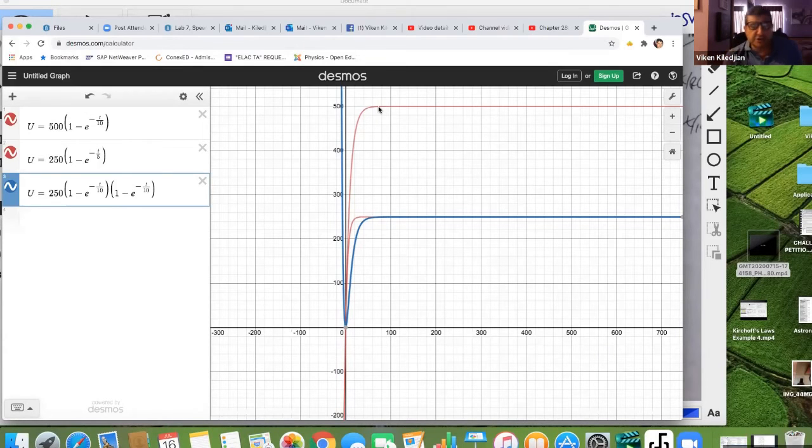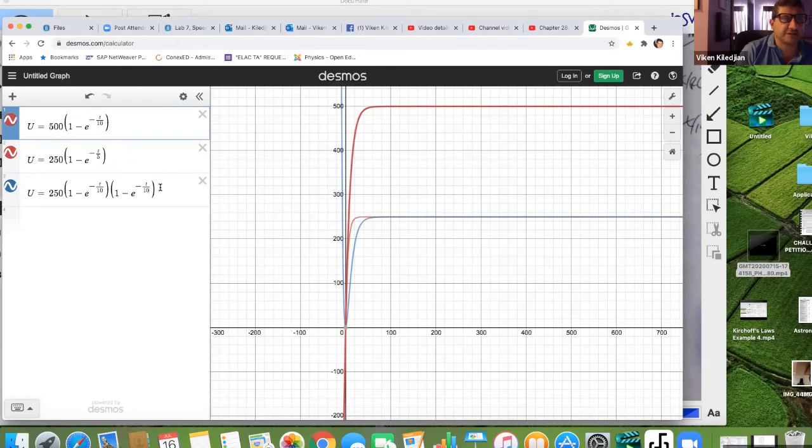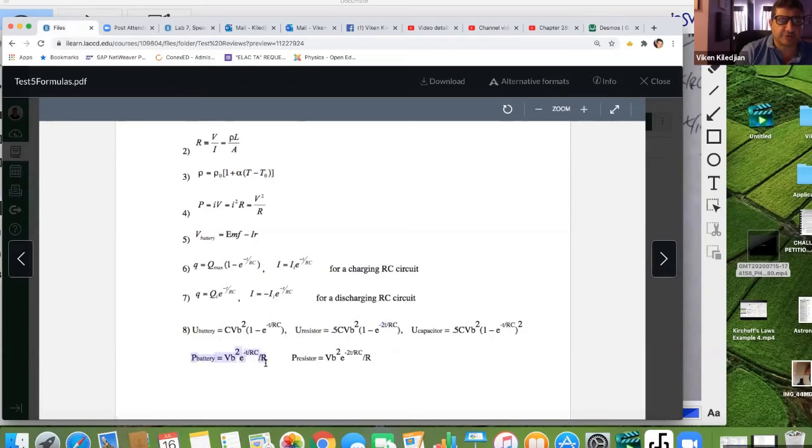Maybe the answer to our question, why does the resistor reach its peak first in terms of energy, lies in graphing the power function of each of the three. Take the derivative of this, this, and this, and you get these equations: the power produced by the battery, the power of the resistor, and the power of the capacitor. And what would those three equations be?